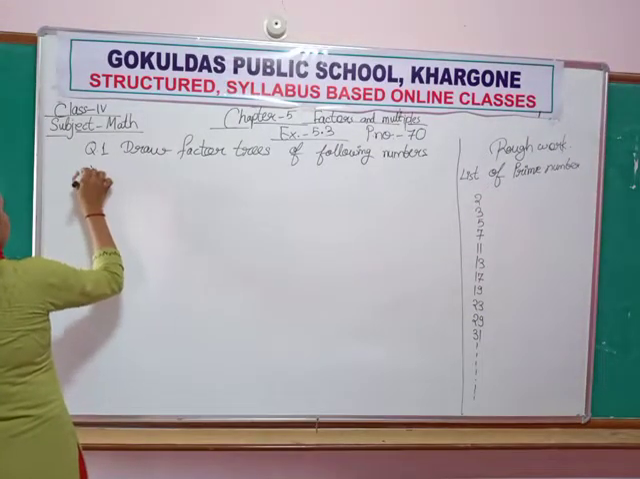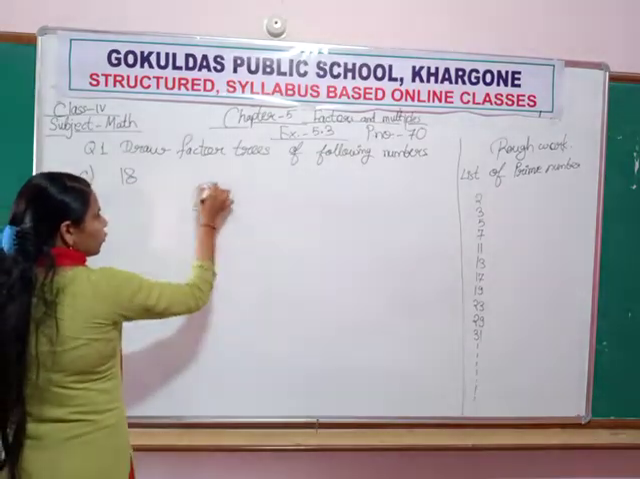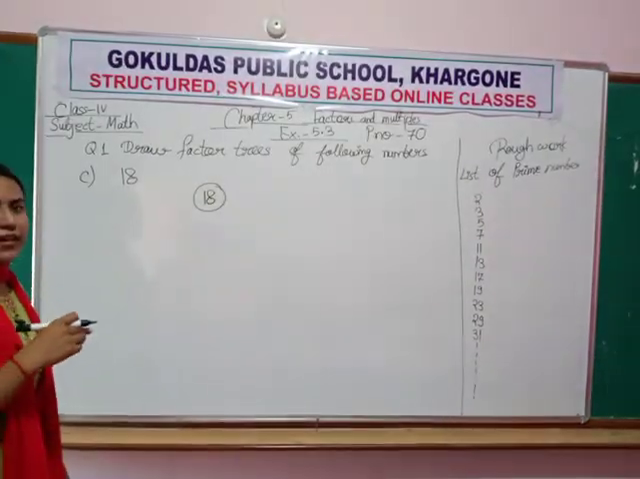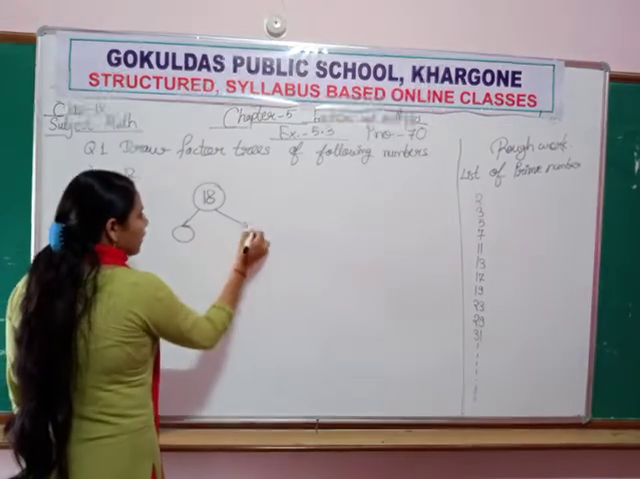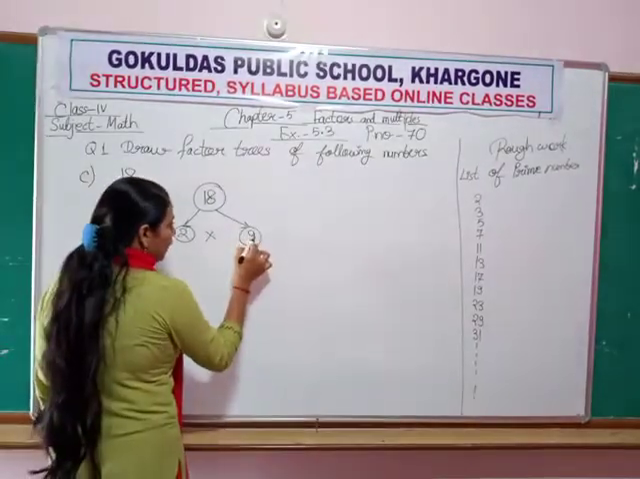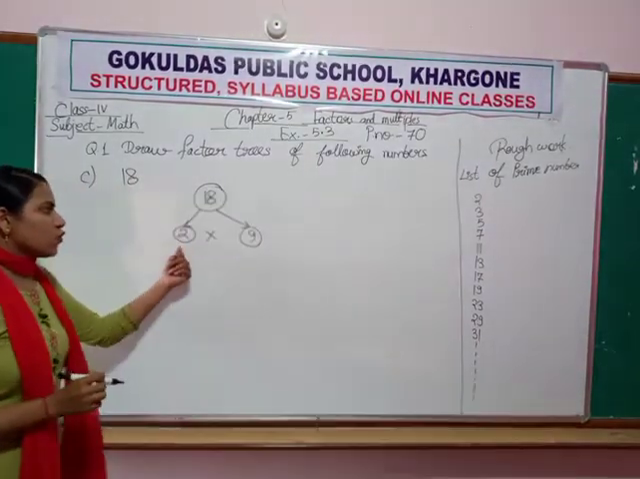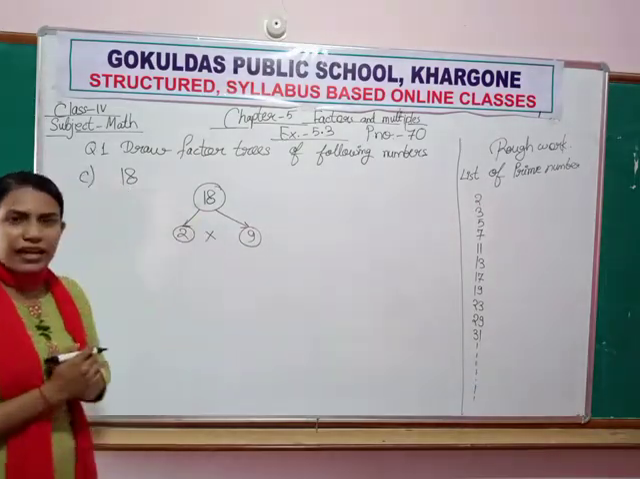Now number C. The given number is 18. What will you do? You will write the number 18 in a circle. Now which two numbers can you choose so that their product will give you 18? 2 into 9. 2 9s are 18, right? So one number I choose 2, another one is 9. 2 into 9 gives us 18.